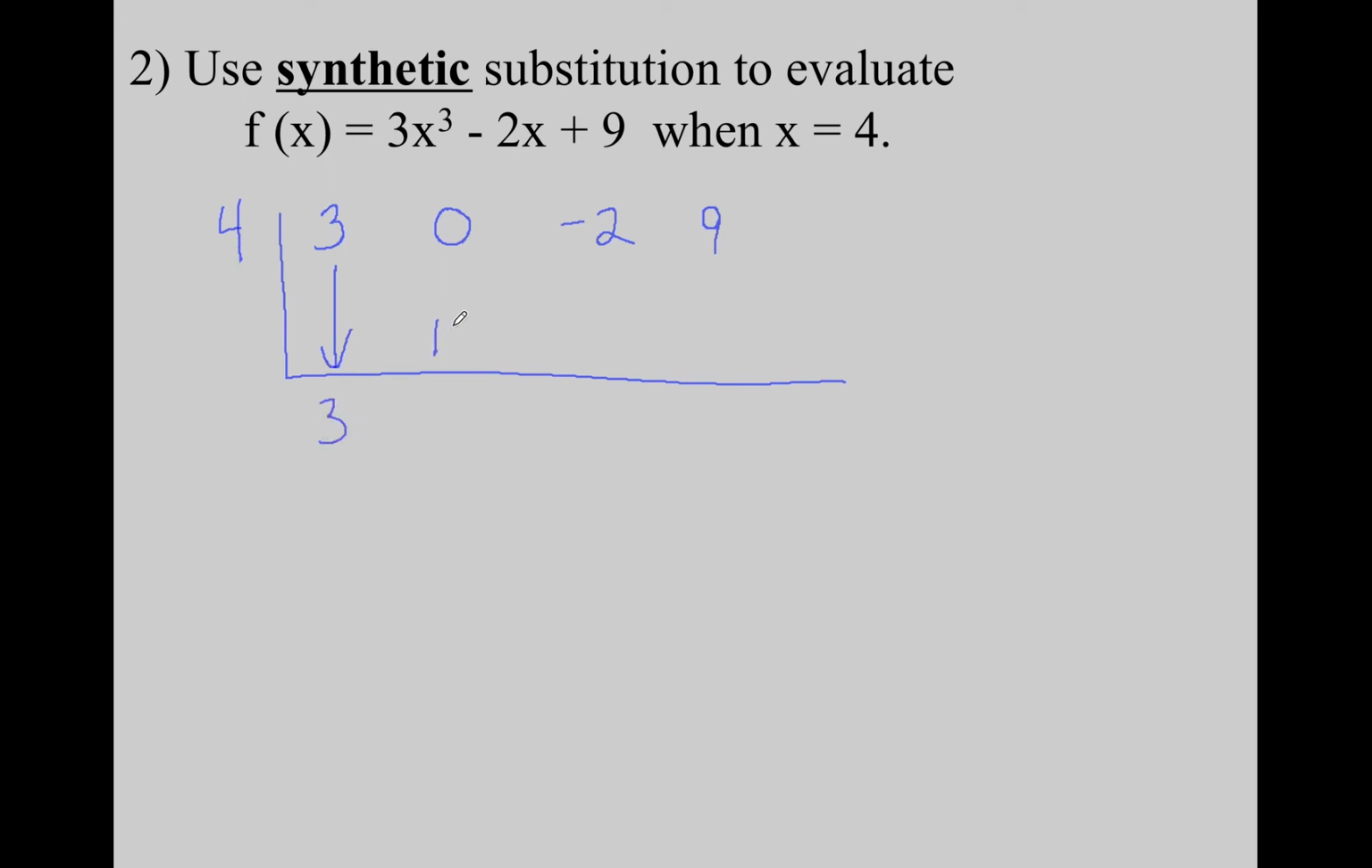4 times 3 is 12. Add these numbers up. 4 times 12 is 48. Negative 2 plus 48 is 46. 4 times 46, which is 184. 9 plus 184 is 193. So when I substitute 4 into this equation, my answer is 193. So f of 4 is equal to 193. So like that.